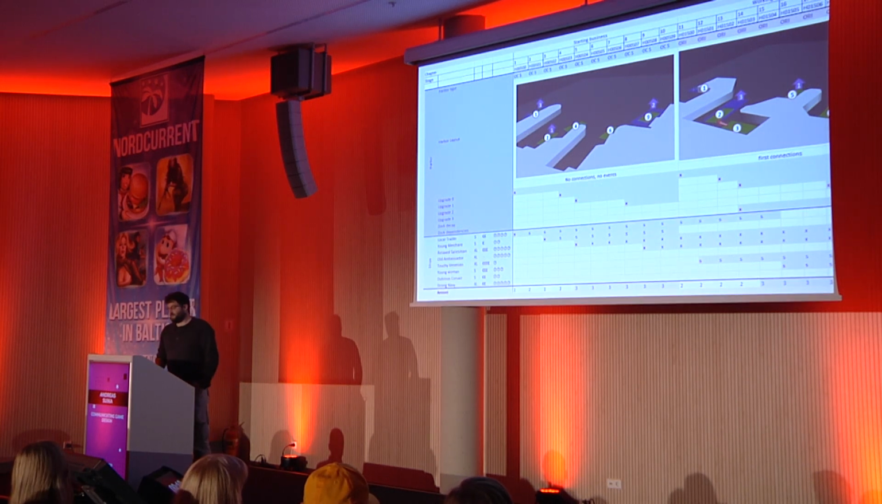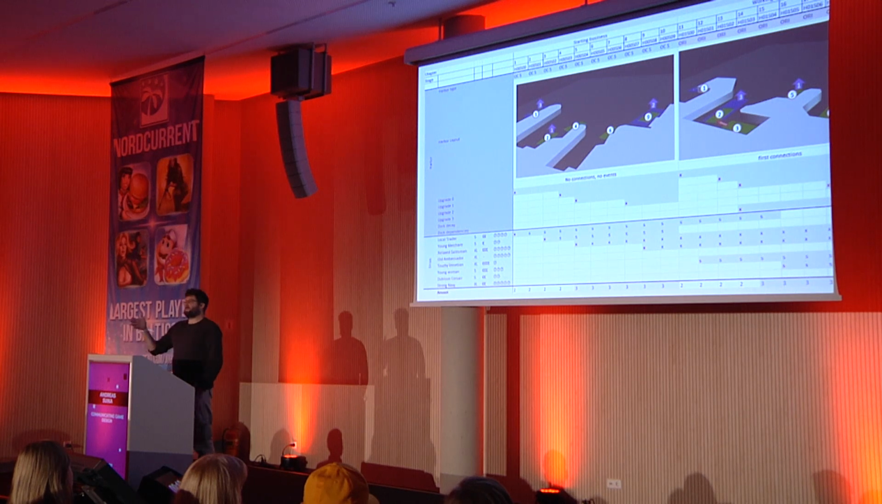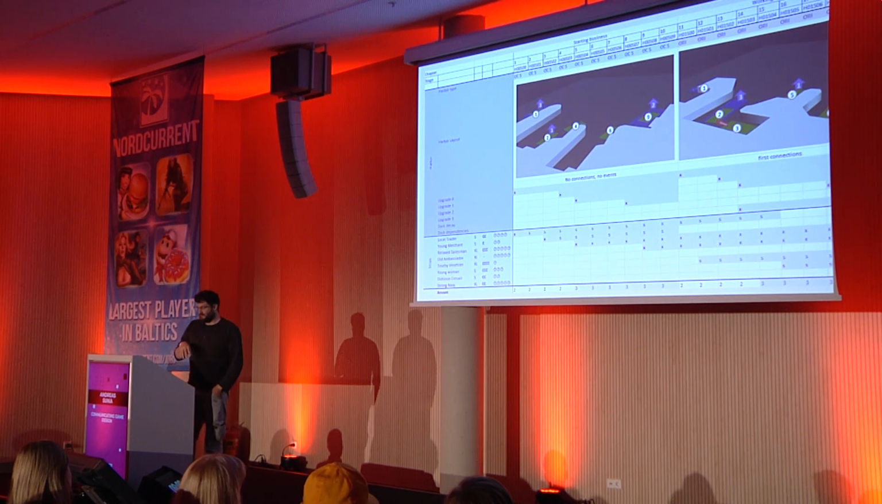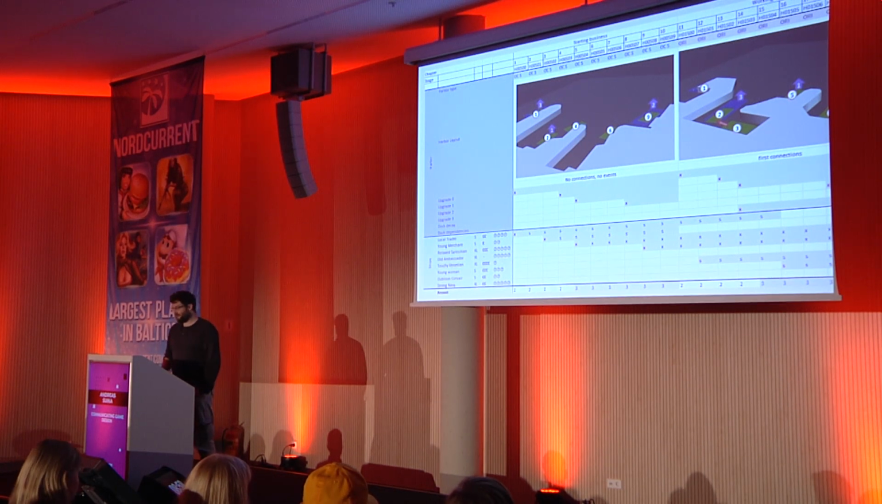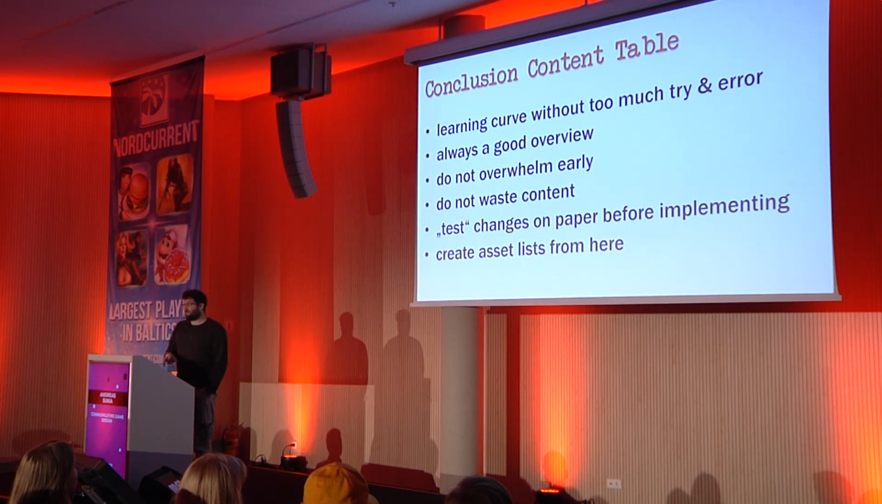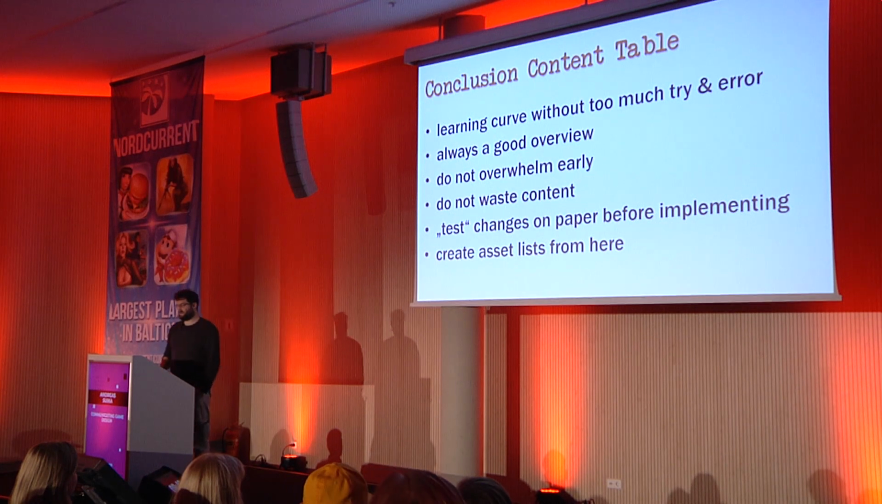So we made this big spreadsheet, and when someone tested the game and we figured out, oh, they didn't understand that you have to upgrade your dock, let's move a tutorial step before that. Before even touching the game and changing anything, we could do it in the table and see, oh, when we do it there, then we have too much stuff there, so it's really packed. So the conclusion of this content table was we had a learning curve with not too much trial and error. We always had a good overview. It was actually our main documentation. This document you saw is the real thing. We had the feeling we do not overwhelm too early, we didn't waste our content, and we could test stuff on paper. And after that, we created our asset list from that and told someone to export the stuff we needed.